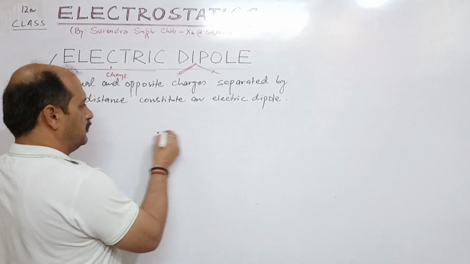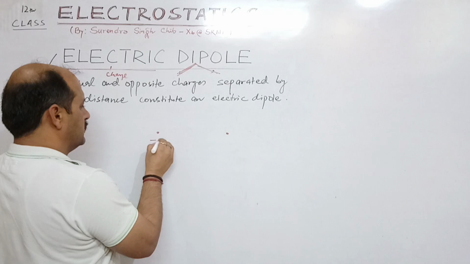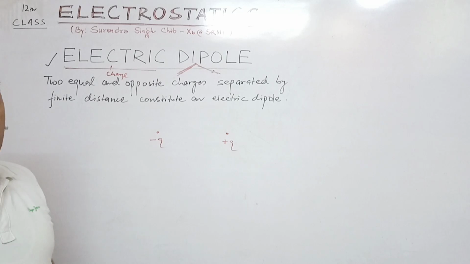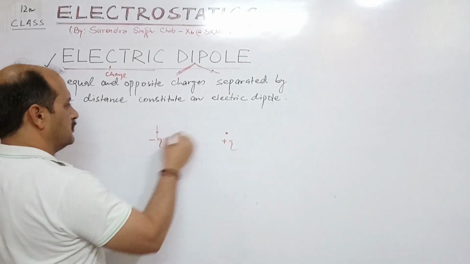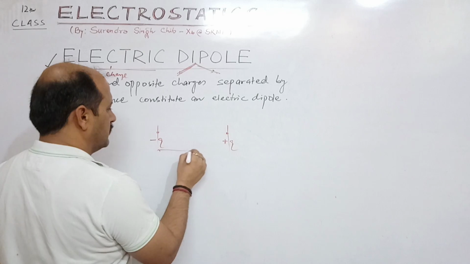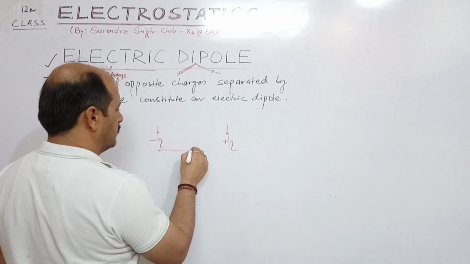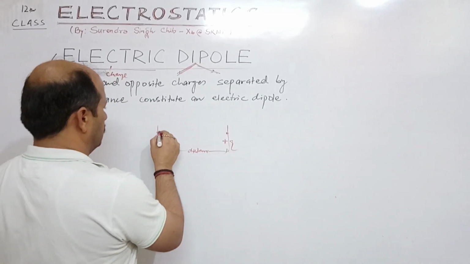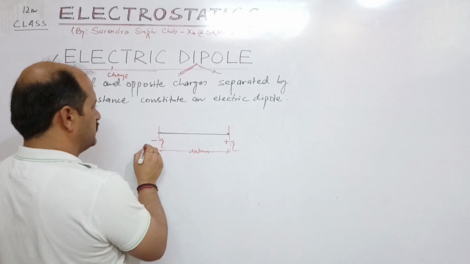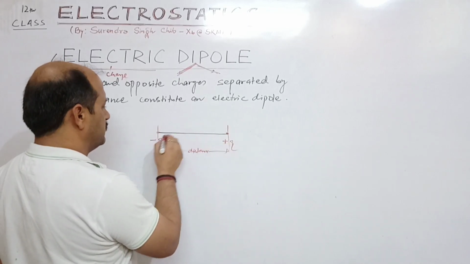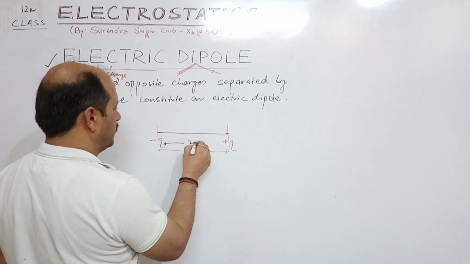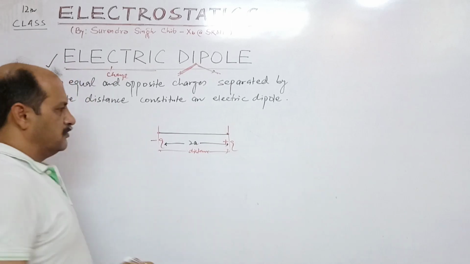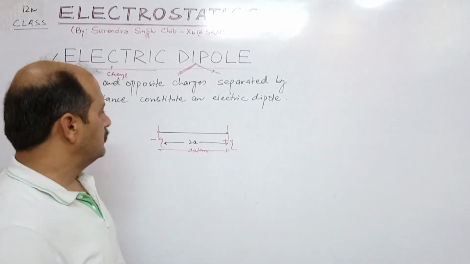जब दो equal और opposite charges, for example minus q and plus q, are separated by some finite distance. So this is a finite distance. They constitute an electric dipole. So this is minus q, this is plus q, and the separation distance is say 2a, twice of a. We are taking twice of a as a separation distance to make the calculations simple.